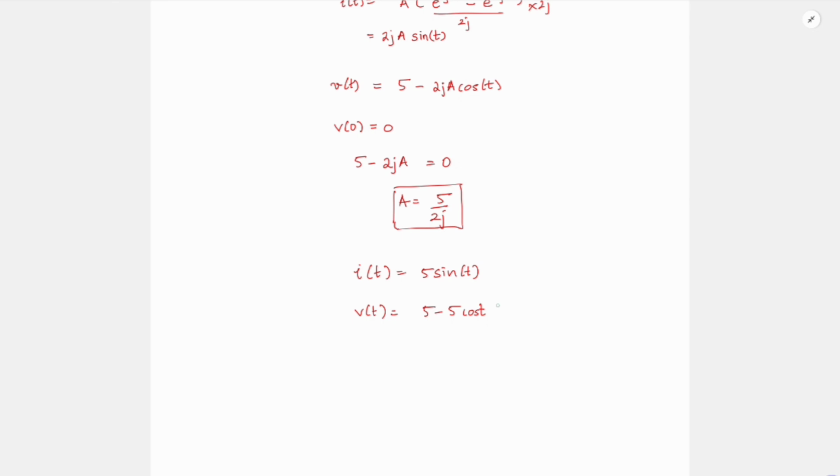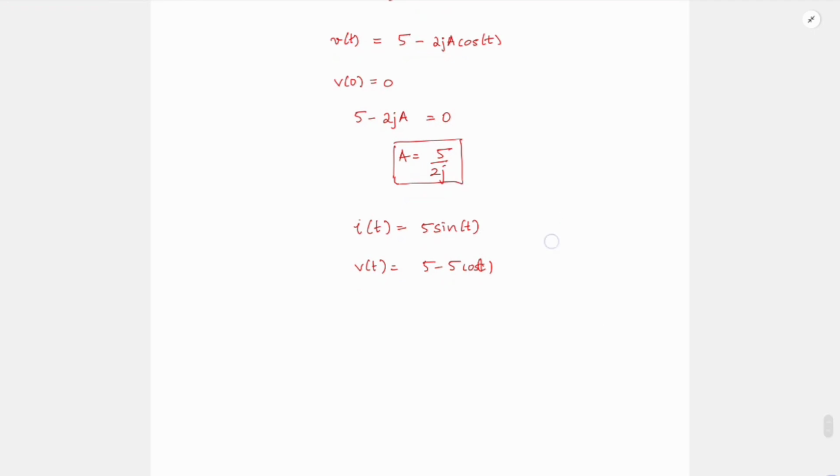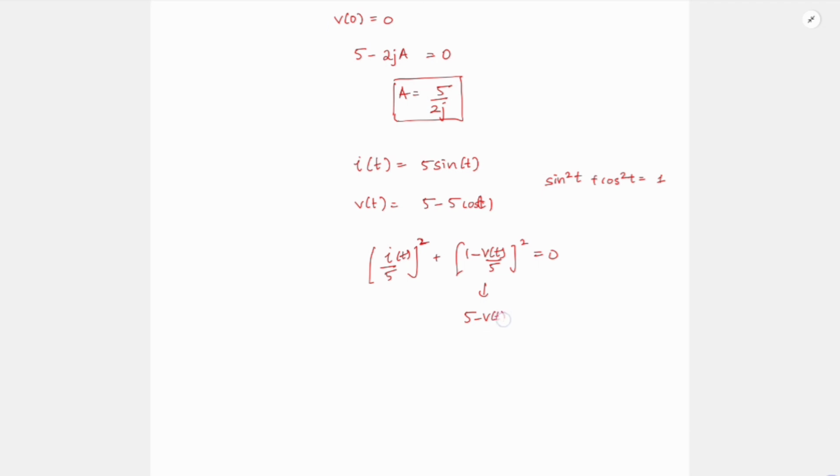So now I need to bring it to the form such that it represents a circle, right? So if you see, I have to eliminate the sin t and cos t terms. I have to eliminate the time variable and only get I in terms of v or vice versa. So what I'll do, I will make use of this identity: sin square t plus cos square t equal to 1. So what is sin t? It is I by phi. So I of t by phi whole square plus, what is cos t from here? It is 1 minus v of t by phi, whole square equal to 1.